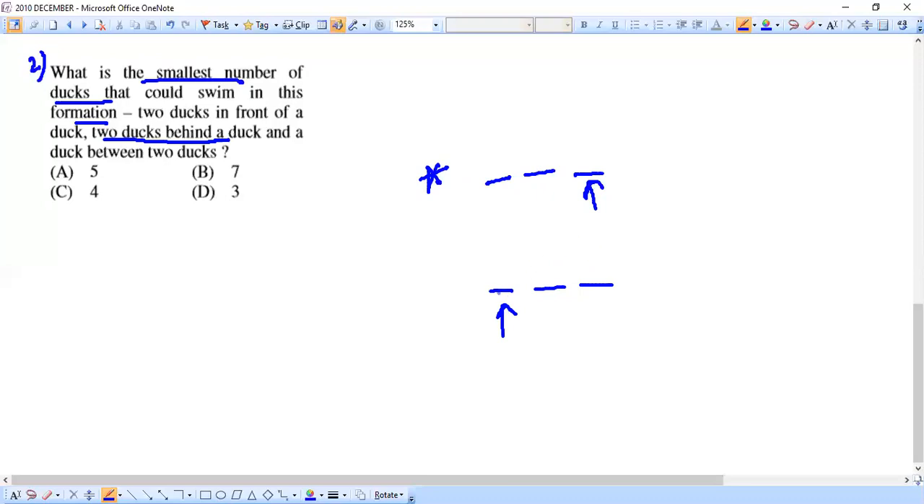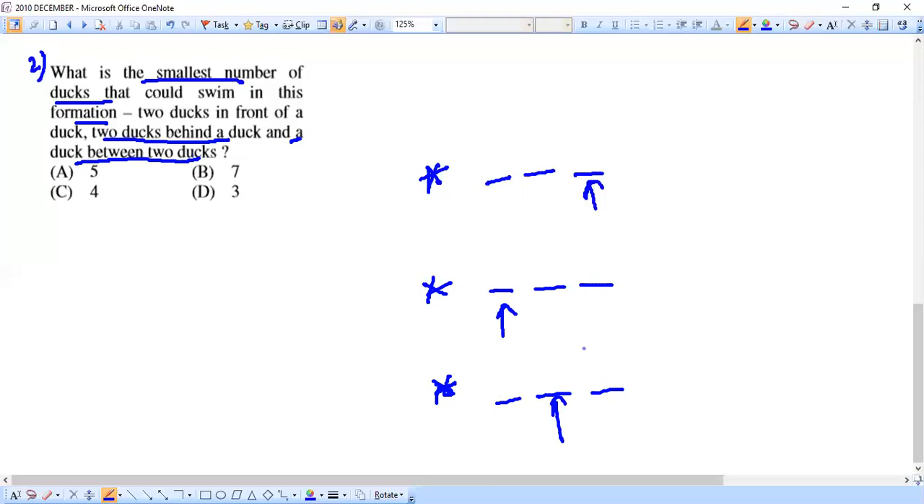In the second, put that duck in the first position, and there will be two more ducks following this one. There's a third formation given here. So how is the third formation? The third formation is like there is a duck in between two ducks. That means there's a middle position where one duck is, and two ducks are there, one in the front and one in the back.